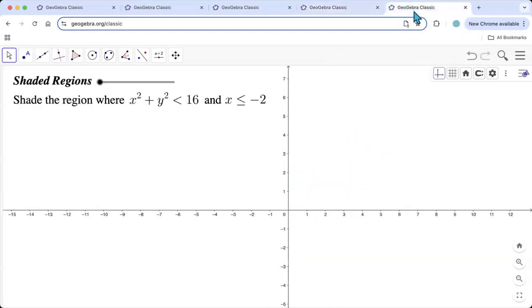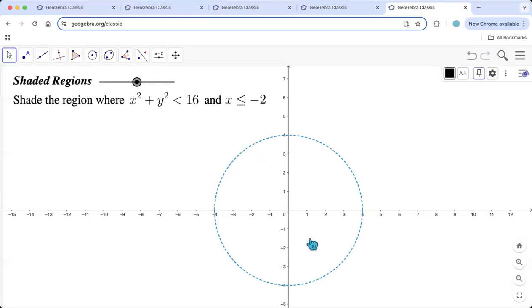Okay, the last thing I wanted to look at is shaded regions. So what we're going to do is shade the region where we have x squared plus y squared being less than 16 and x is less than or equal to -2. So if we just look at this first part here, let's just consider x squared plus y squared equals 16. That's in center radius form. It's centered on the origin and the radius is 4 because r squared is 16. And you notice it's in a dashed line here because we can't include 16.